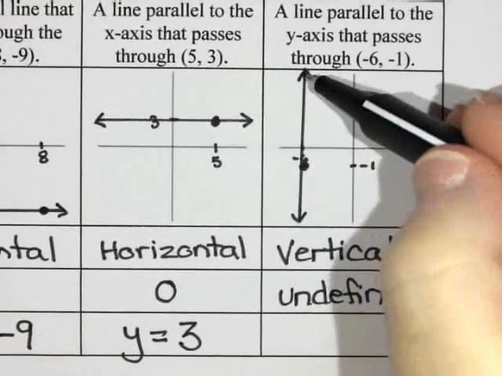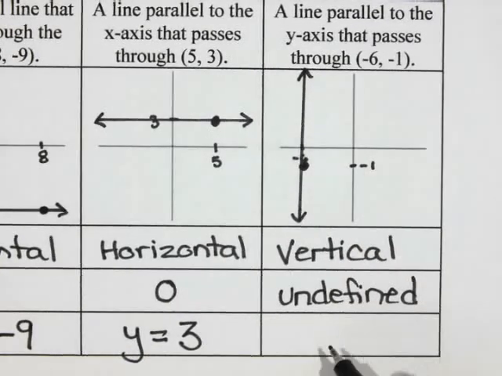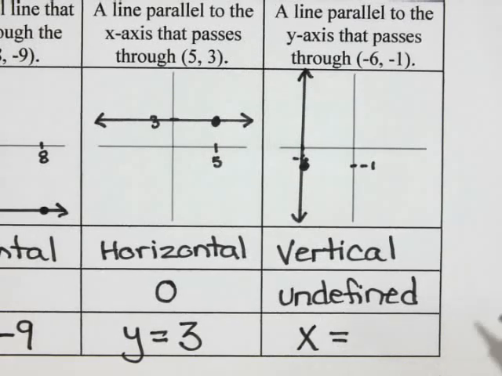Okay, so because it's crossing through my x-axis, it's going to be x equals, and it's crossing at -6, so it's x equals -6. And that's what you need to know today about horizontal and vertical lines. It's now your turn to go do some practice.